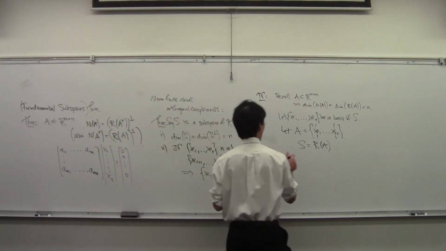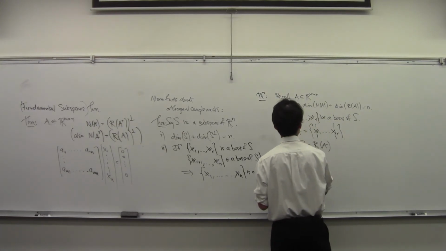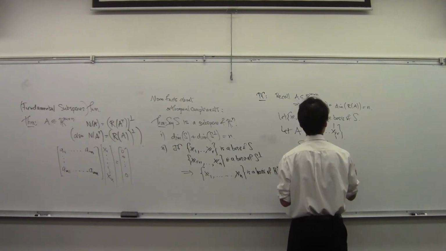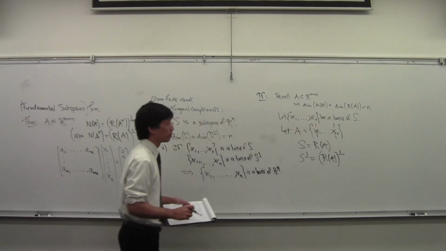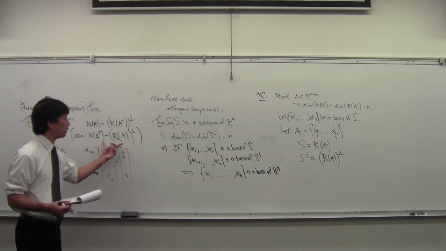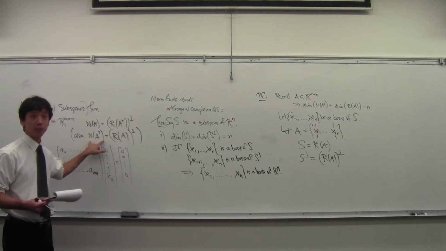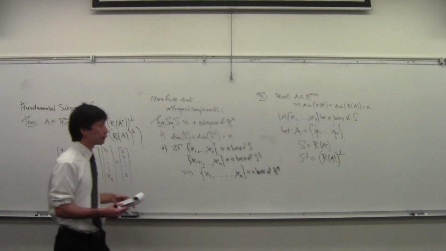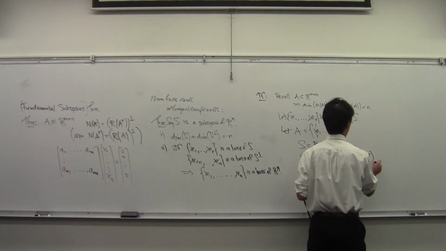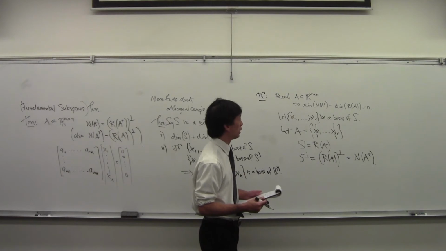Okay. What about S perp? Well, the range of S perp is going to be the range of A perpendicular. At this point, we pull out the fundamental subspaces theorem. The range of A perp is the same thing as the null space of A transpose. And you're starting to see how this fits together.